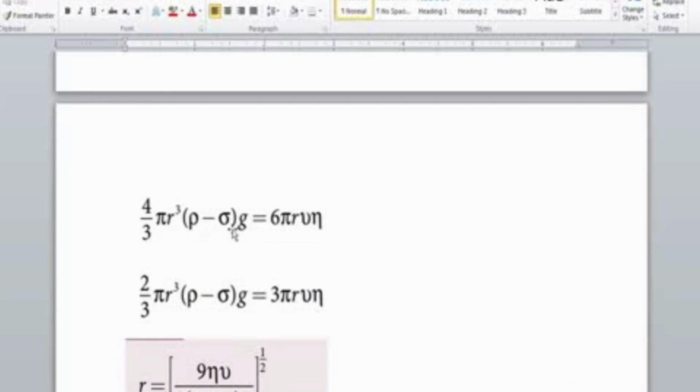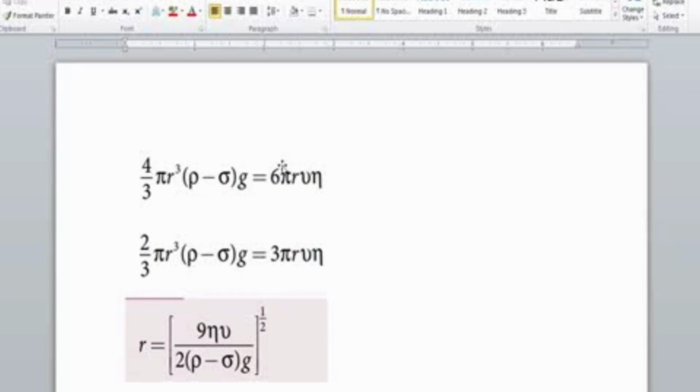So 4/3 π r³ (ρ − σ) g = 6 π r η v. So that is what we get. Here we can cancel the 6 and 4: 2 times and 3 times. So 2/3 π r³ (ρ − σ) g = π r η v.